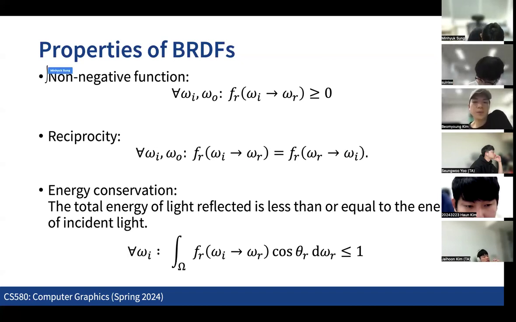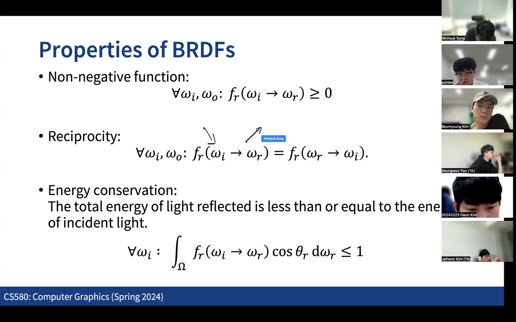And for many physical situations, reciprocity should also be satisfied, which means that if we have a ratio for some incoming direction and outgoing direction, the opposite case should also have the same ratio.